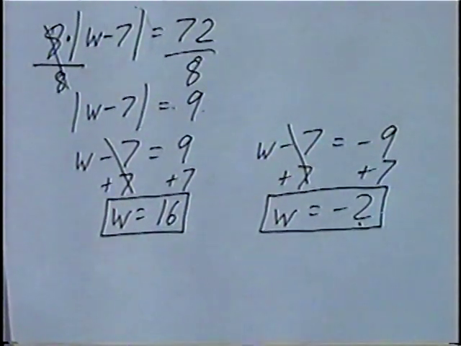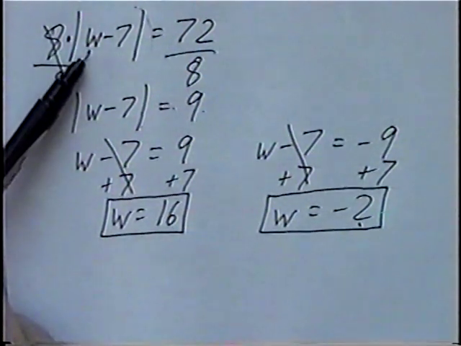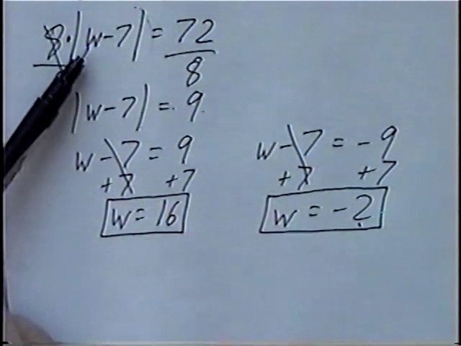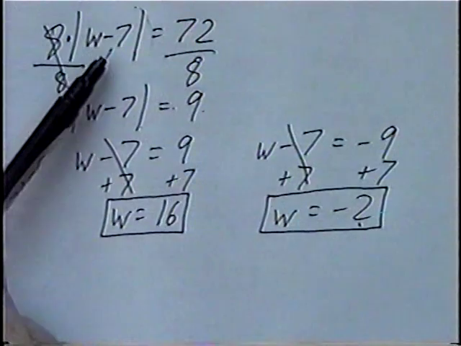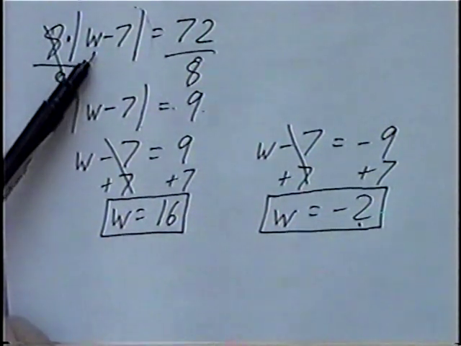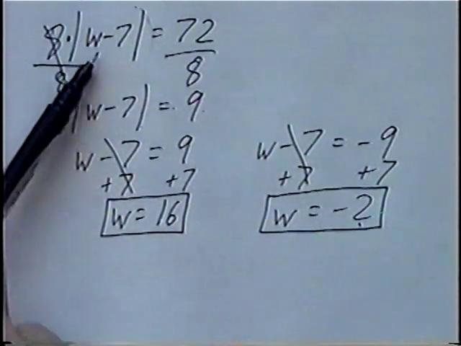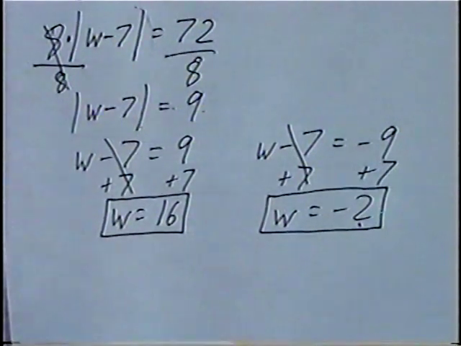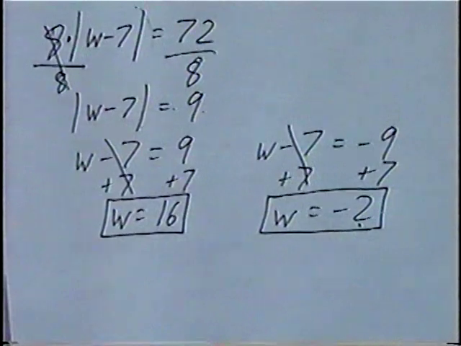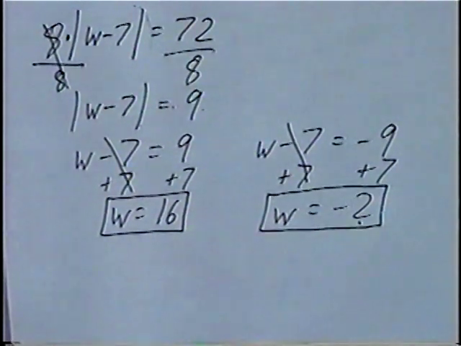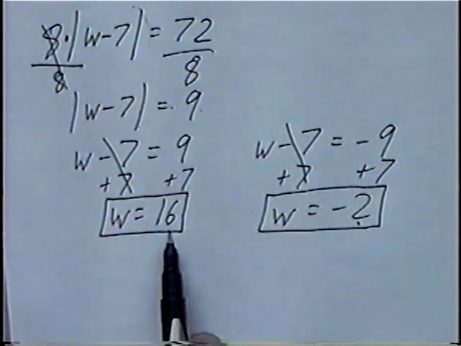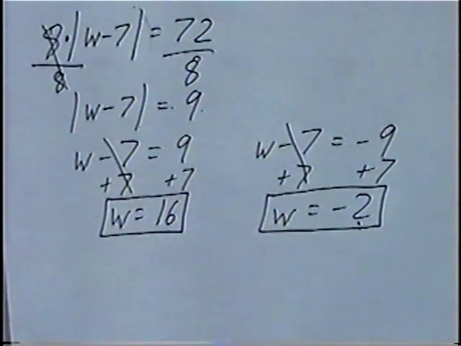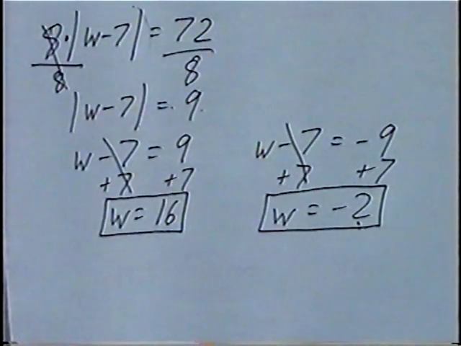Second possible answer, negative 2. If you plug negative 2 into the original equation, negative 2 minus 7 is negative 9, and the absolute value of negative 9 is positive 9. Positive 9 times 8 would be 72. So the second solution also works. So again, we have two answers, w equals 16 and w equals negative 2.